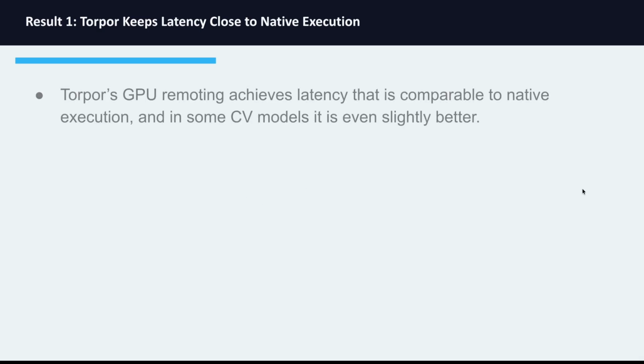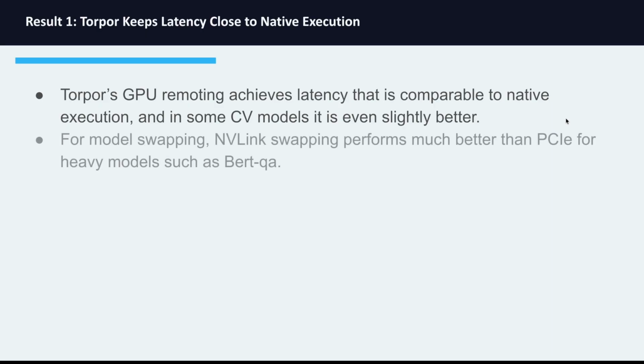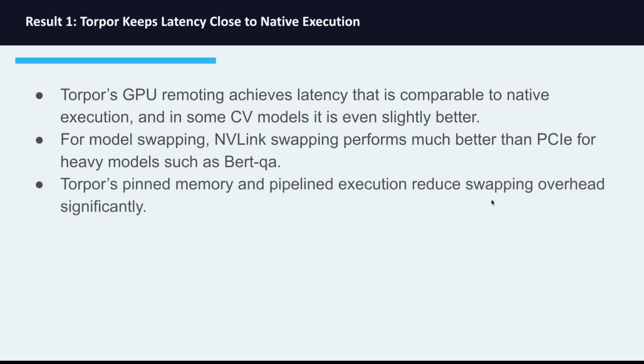So here are the results. One, Torpor keeps latency close to native execution. So Torpor's GPU remoting achieves latency that is comparable to native execution, and in some models it's even slightly better. And for the model swapping, NVLink swapping performs much better than PCIe for heavy models such as BERT QA. And Torpor's pinned memory and pipeline execution reduce swapping overhead significantly.